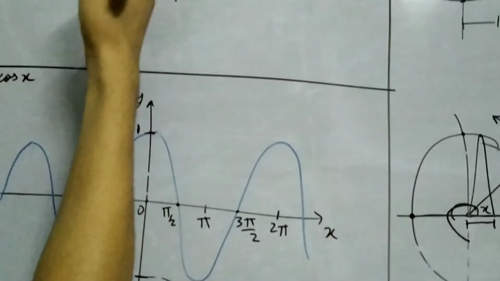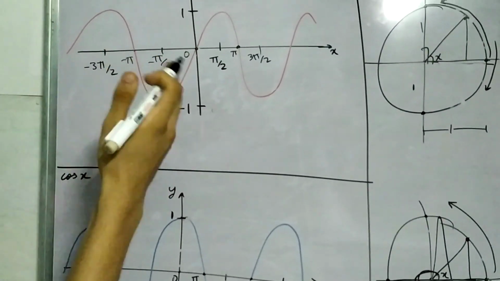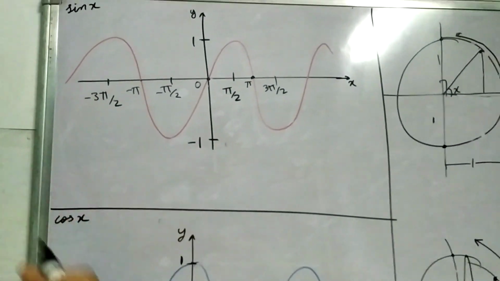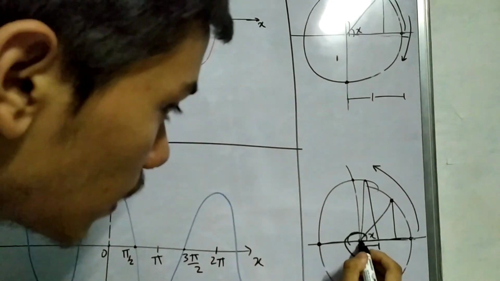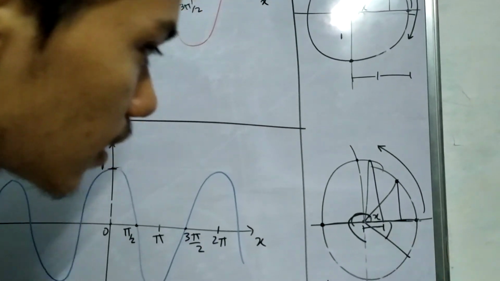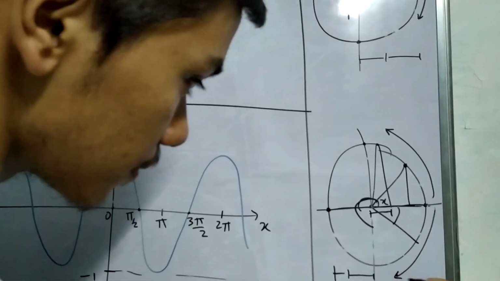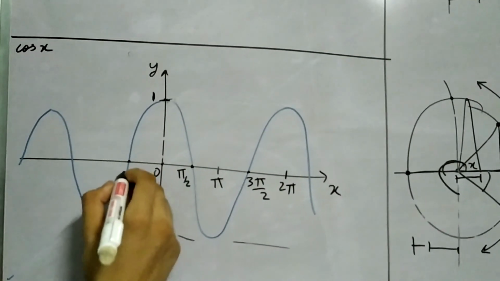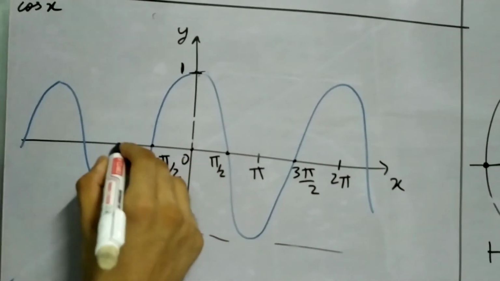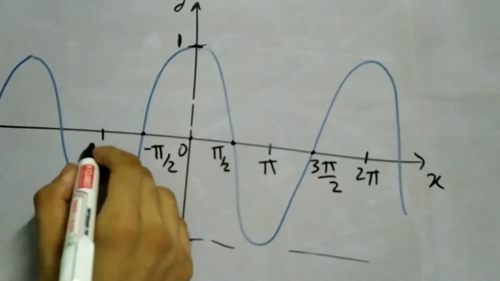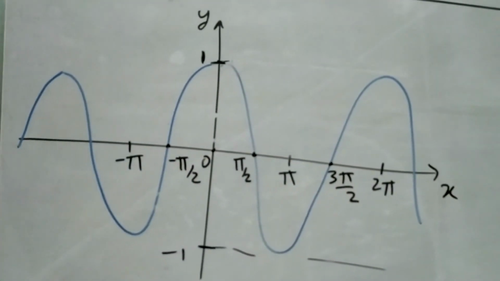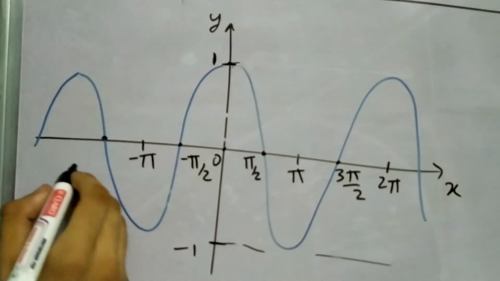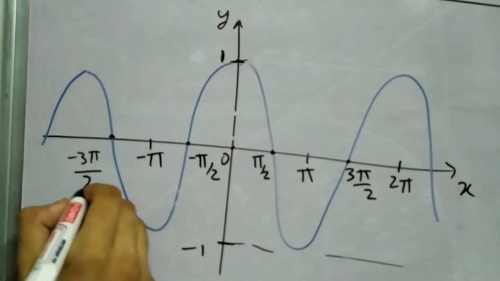Similarly, just like we extended sine towards the negative values of x, we can similarly do it for the cosine. We can start measuring x in the clockwise direction. So this will be minus pi by 2. This will be minus pi. This will be minus 3 pi by 2.